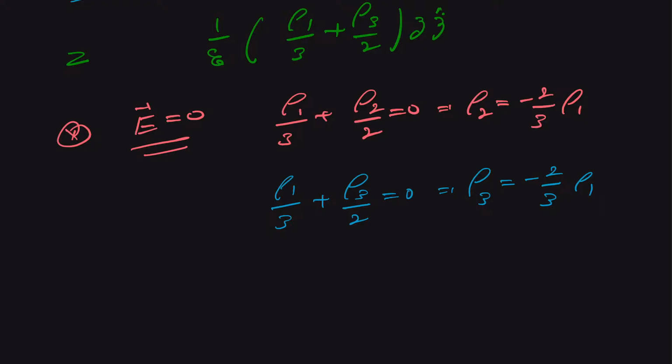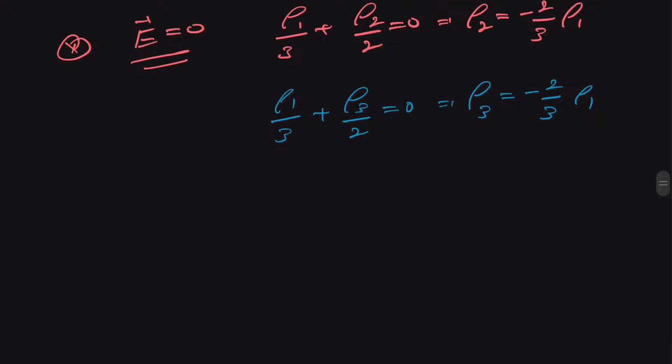Okay. So it means the electric field should be 0 everywhere inside the sphere. Okay, that was our condition. This E means electric field inside the sphere should be equal to 0.